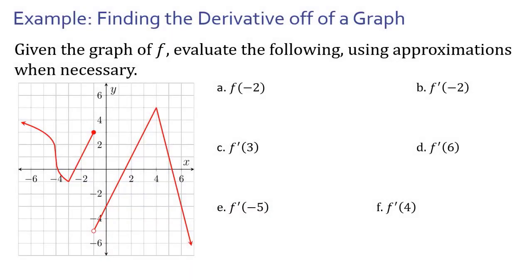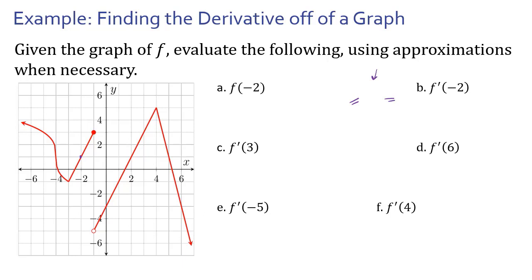Given the graph of f, evaluate the following using approximations when necessary. So remember that the derivative just stands for what is the rate of change at that specific x value on the function. So for example, I'm going to skip straight up to letter B. If I was trying to find the derivative of the function at x equals -2, I'd go to x equals -2.